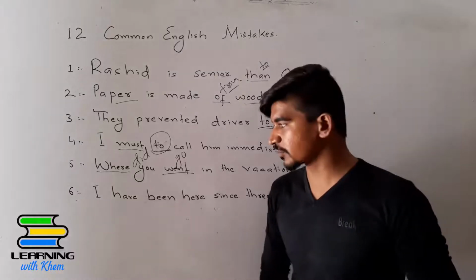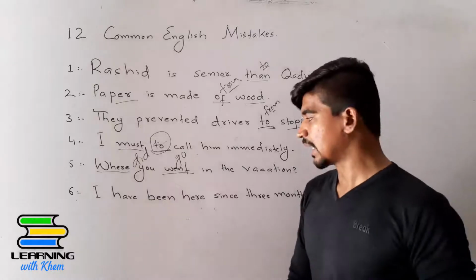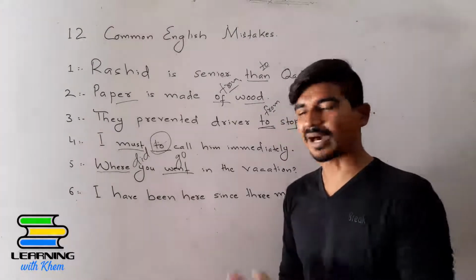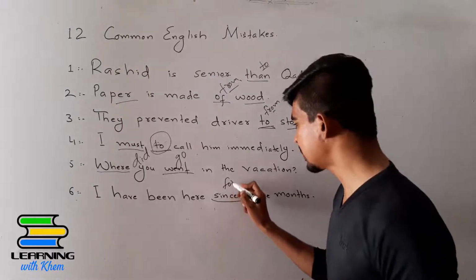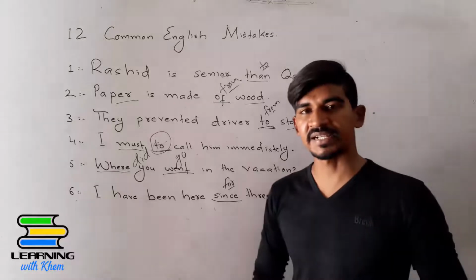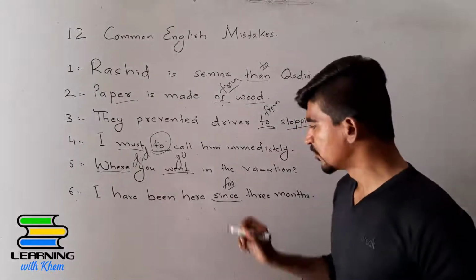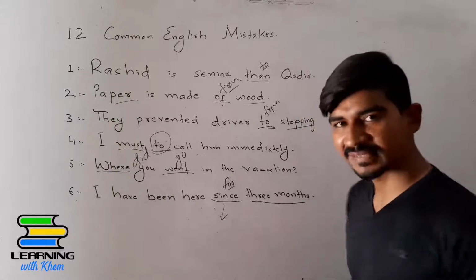Okay, moving to the sixth question: I have been here since 3 months. Okay, the mistake is very common, and generally almost all students fall into this trap, between since and for. So the correction of this sentence will be the word for, because you will always use since when the month name is clear.